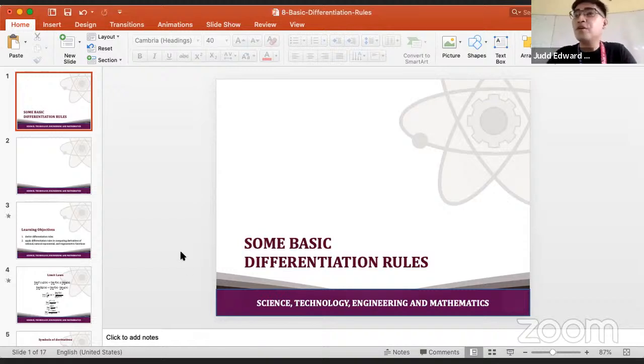Okay po. So our topic for today is about basic differentiation rules. What we will be discussing today is all about derivatives. So paano ba kinukuha yung derivatives? Ano ba yung kailangan kapag nagsosolve tayo ng derivatives?